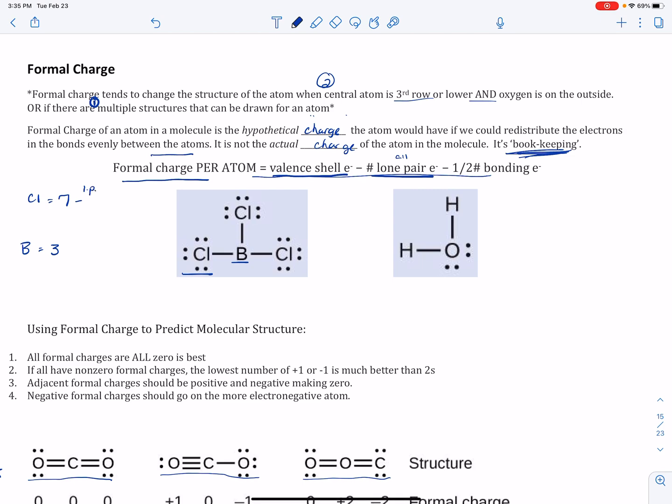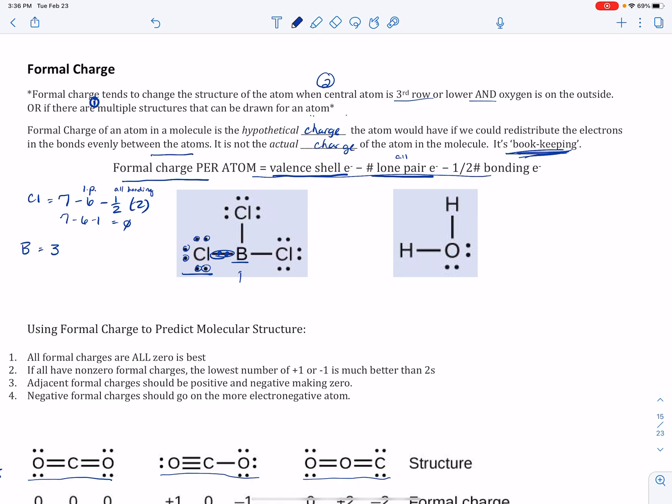So chlorine here has 1, 2, 3, 4, 5, 6 lone pair electrons. Minus all the bonding electrons. But it's half. You do half times all the bonding electrons. So there's a total of 1, 2 in there. So that gives us 7 minus 6 minus 1, which gives us that the formal charge is 0. That's good. Best case scenario, everything has a formal charge of 0. So 0 means good for formal charges.